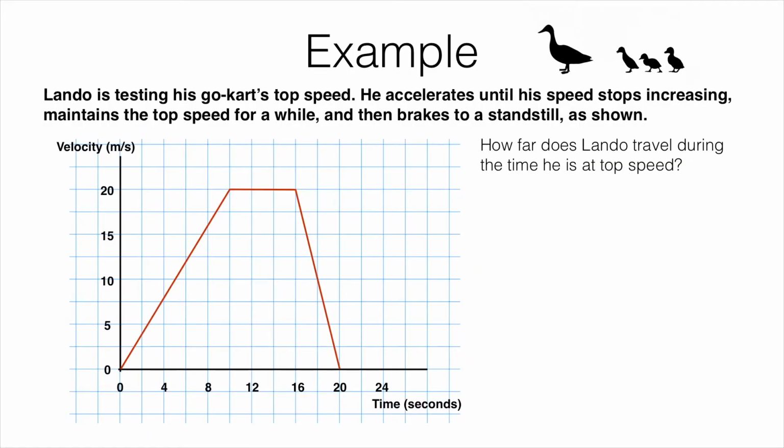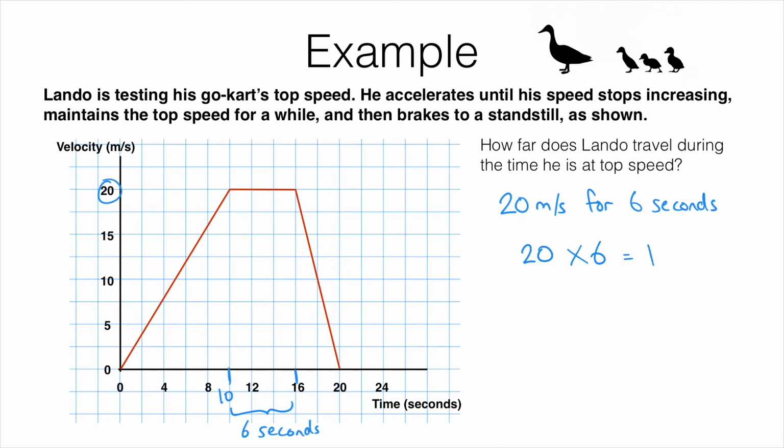The last question is asking us how far Lando travels during the time he is at top speed. So he is at top speed, we saw, for 6 seconds. And during that time, he's travelling at the top speed of 20 meters per second. So he does 20 meters per second for 6 seconds. 20 meters per second means he's doing 20 meters every second. And if he does that for 6 seconds, he's going to travel a total of 20 times 6, which is 120 meters.